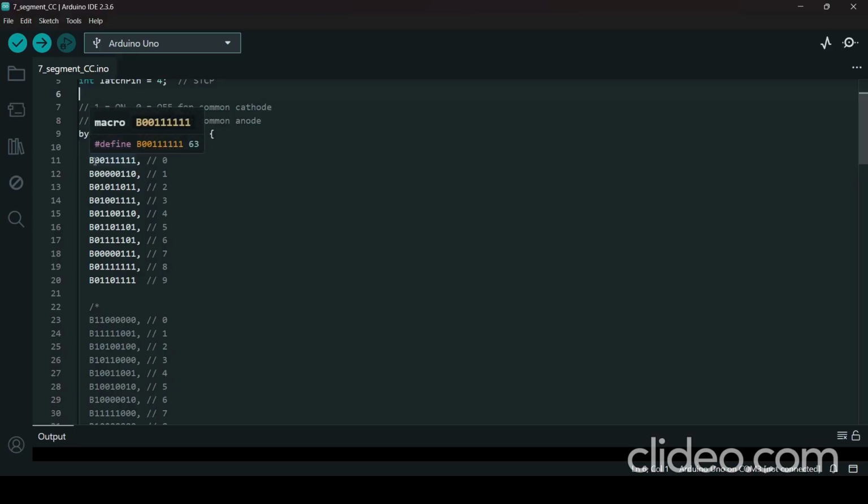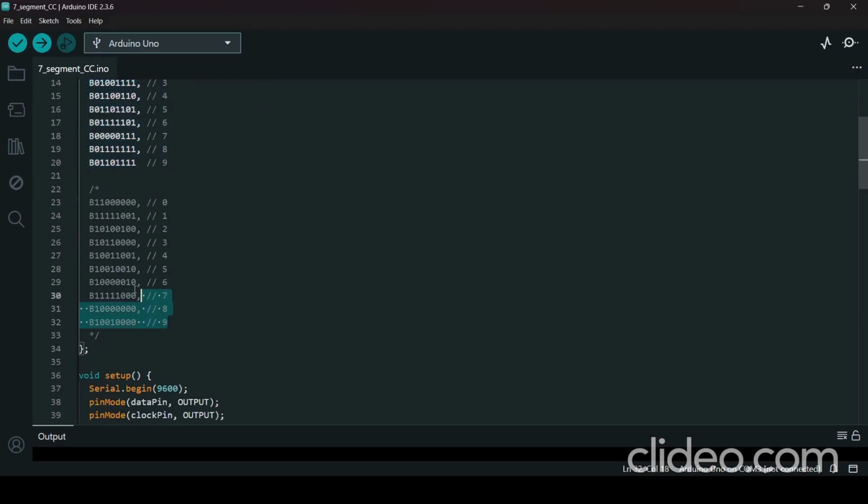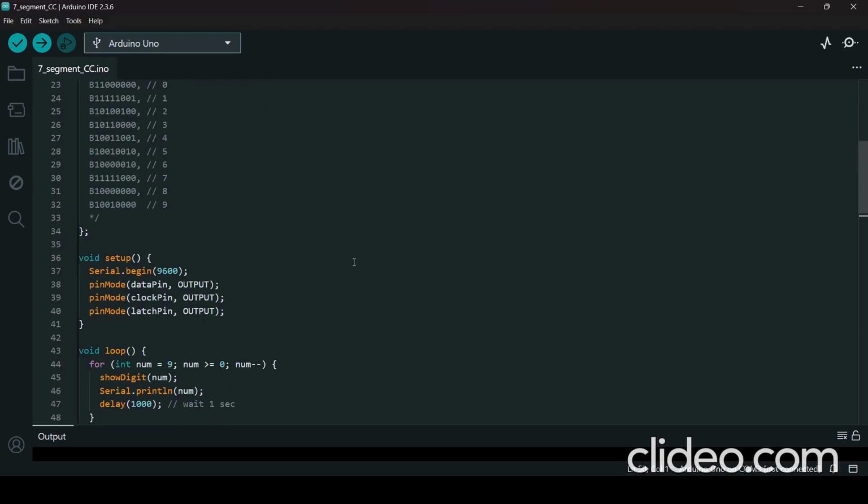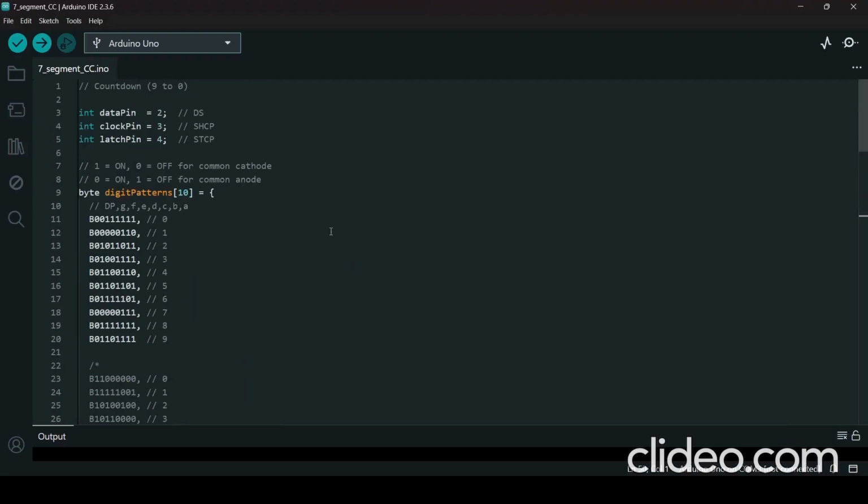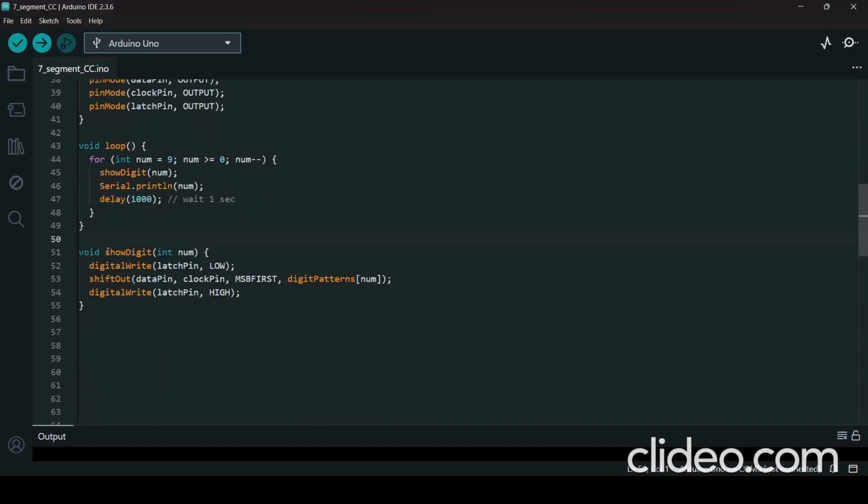So you can see this order is in this format. The first bit is the decimal point, the second one is G, the third one is F, and all the way up to A. So you can notice that in each of the cases, the decimal point bit is 0. So this pattern will be used for common cathode and this will be used for common anode. And please note that in this code I am not using the OE pin, which is used for the brightness control. I will also show you that code in which I will control the brightness of each of the 7-segment LEDs. Now let us move on to this function, show digit.